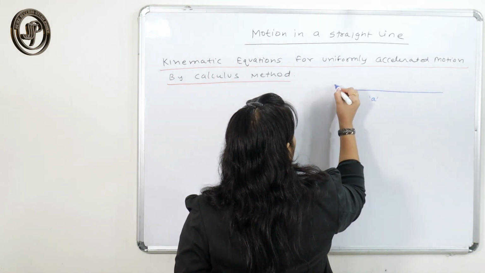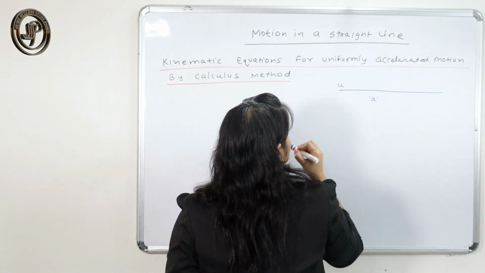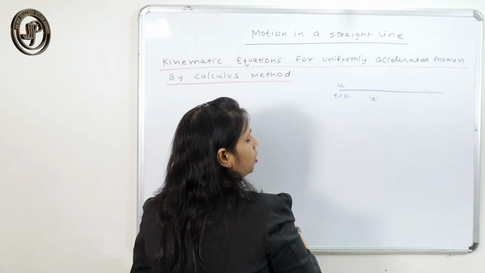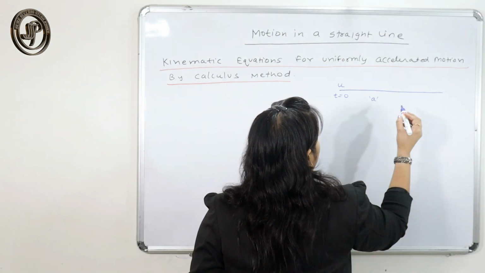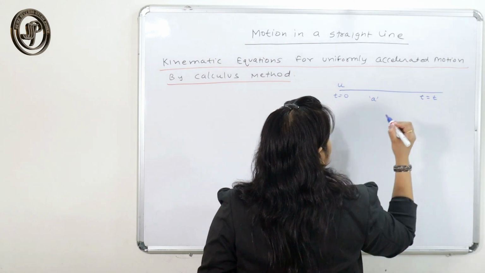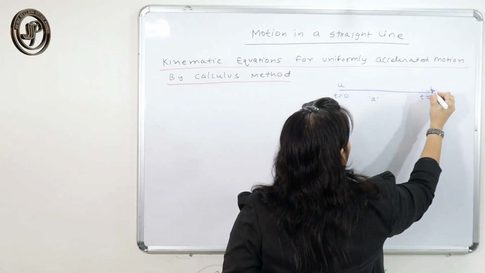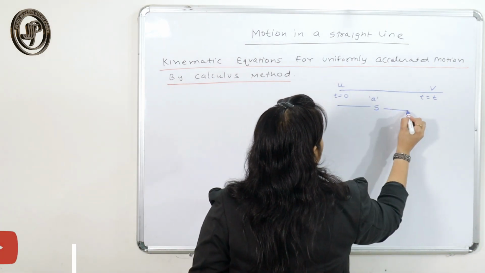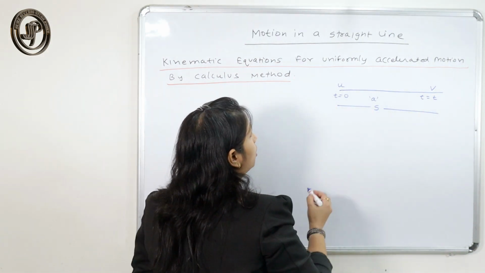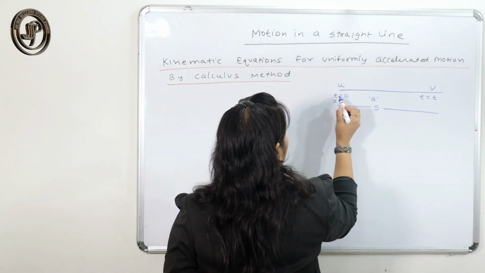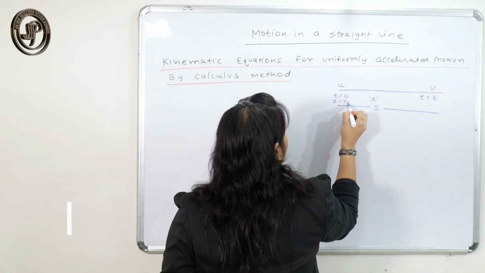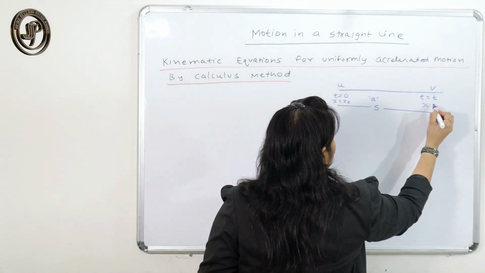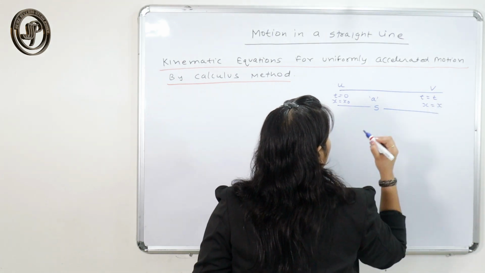Let u be the initial velocity at time t equals 0, and at time t equals t, the velocity of the body becomes v, and s is the distance covered by the body. Suppose at t equals 0 the displacement is x naught, and at t equals t, let the displacement be x.